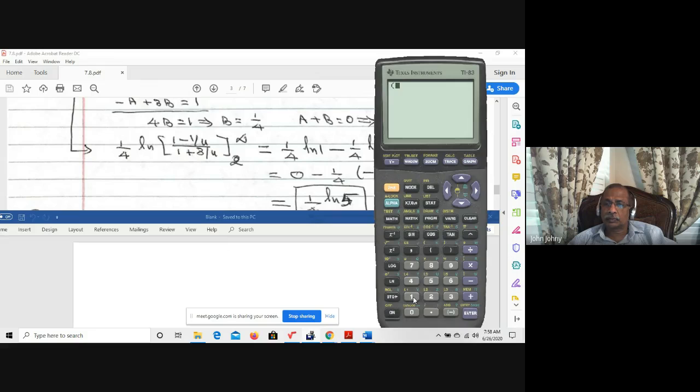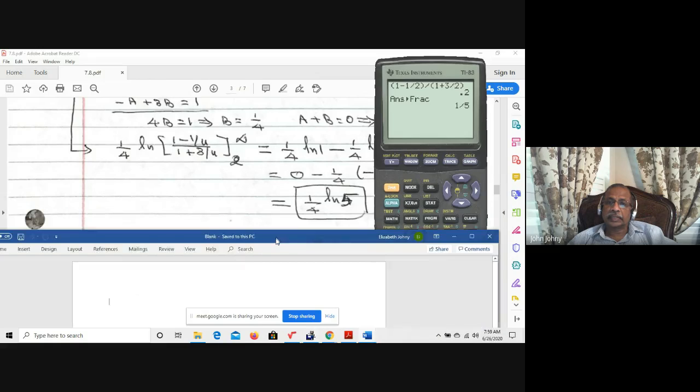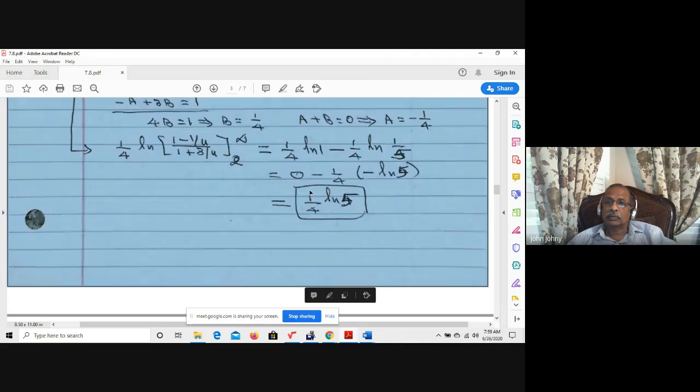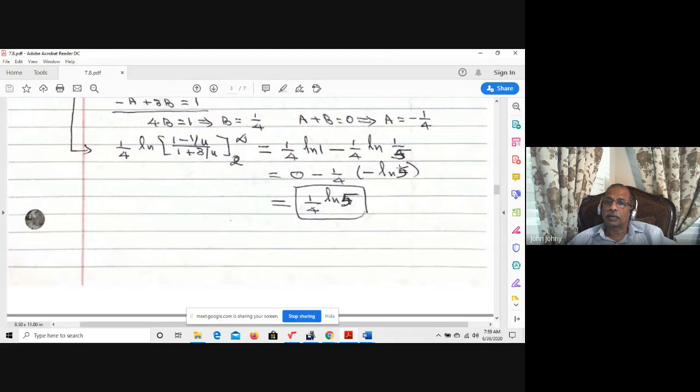1 minus 1 over 2 divided by 1 plus 3 over 2, which is 0.2. 0.2 is the same as 1/5. So that is negative 1/4 times natural log of 1/5.